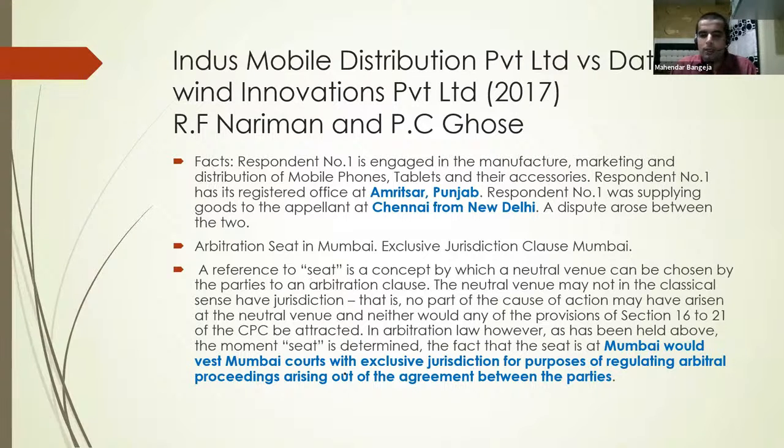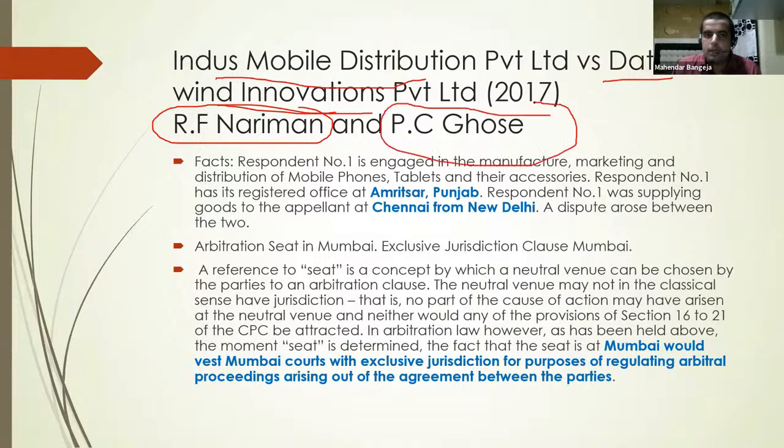Now, the argument or the conversation changes a little in the cases of arbitration. Now, this is a fun case, and this is a 2017 case. It is in Indus Mobile Distribution versus Data Wind Innovation. And the judgment was pronounced by R.F. Nariman, Rohington Fali Nariman, and P.C. Ghose. Now, इसमें क्या हुआ था? जो defendant था, he was registered in Amritsar, Punjab, and he was supplying goods to Chennai from Delhi.